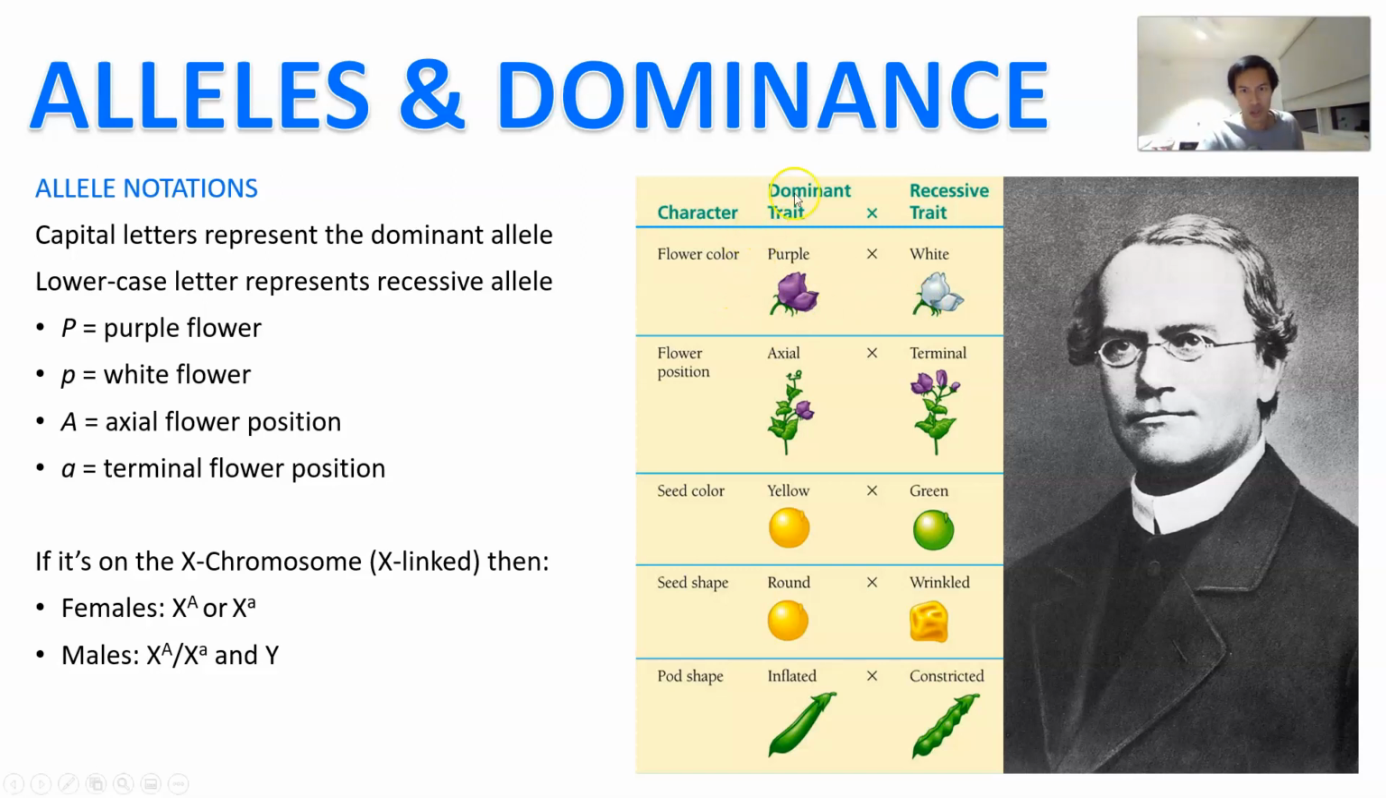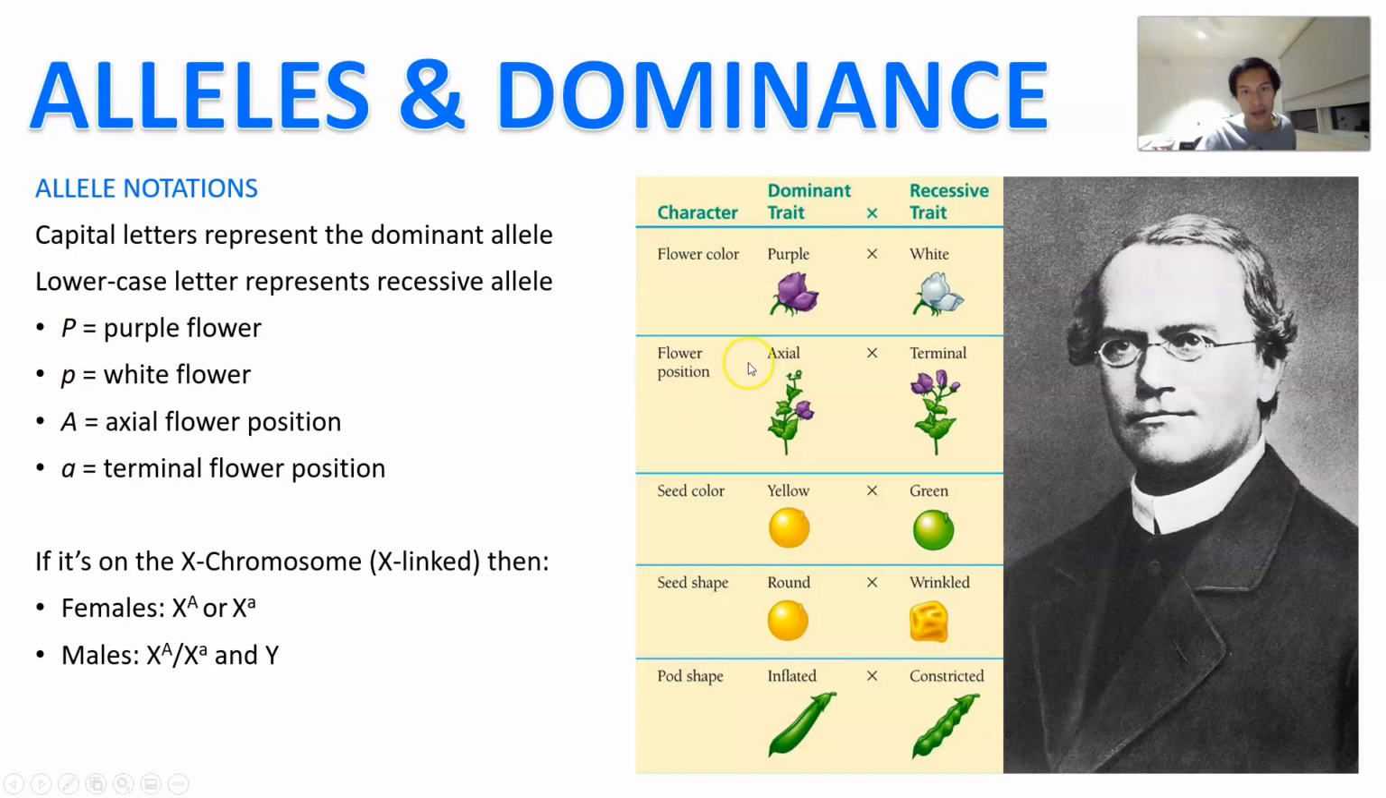So, for example, the dominant trait for flower color was purple, right? And so purple, with a capital P, is going to be the purple flower color allele. Now, the recessive trait for flower color was white. So a lowercase p, notice how it's lowercase p, is going to represent white. So they use the same letter for that same gene, with the capital for the dominant and the lowercase for the recessive, right?